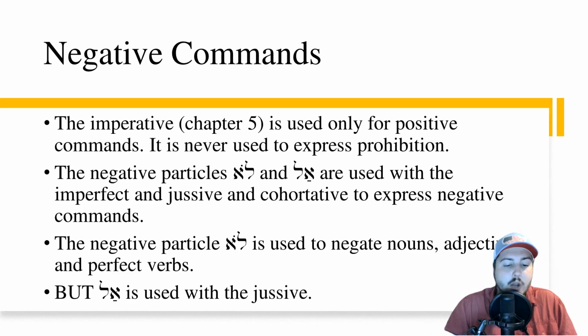But see how you're putting the lo there first? Do not steal. You shall not steal. You will not steal. Technically, you could smooth that out. You shall not steal. That's a command. It's an imperfect preceded by the lo. It's expressing a prohibition. Okay. The adjussive is preceded by al.